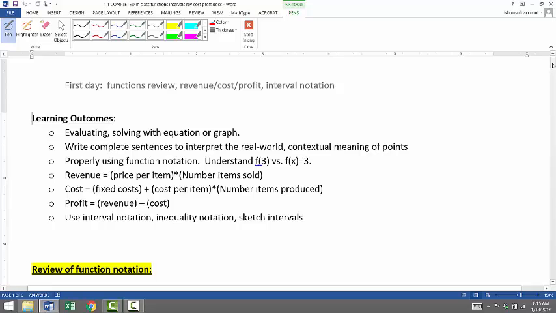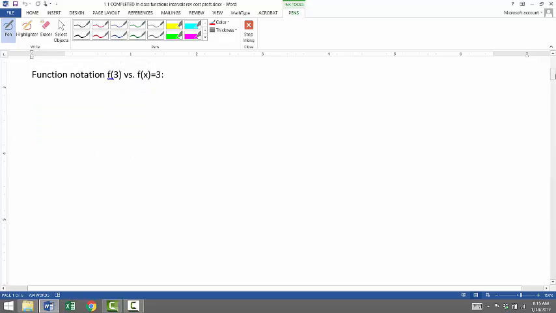This is Unit 1, Block 1. We're starting this first day here with a basic review of functions and function notation.